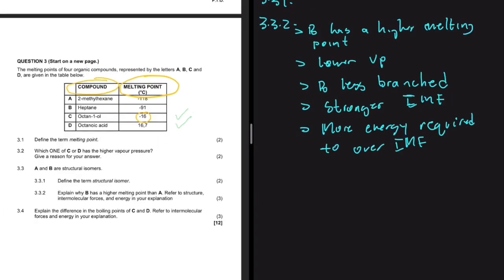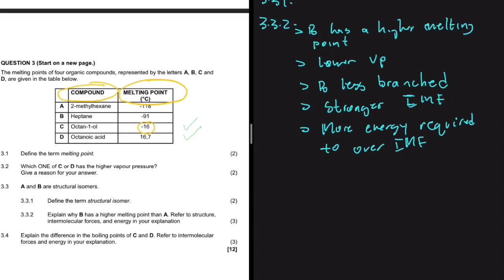Just to recap, we are comparing A and B. B has a higher melting point, so we know that it has lower vapor pressure. If it has lower vapor pressure, it has stronger IMF, and if it has stronger IMF, then it requires more energy to overcome the intermolecular forces, right? But then what's the difference between A and B? The only difference is that B is less branched. So this tells us that if you have two structural isomers, the one that is less branched will always have a higher melting point versus the one that is more branched.